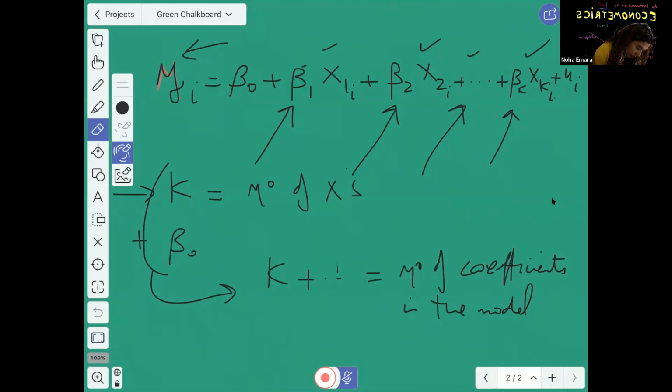I'm just going to write this nicely. So the total number of parameters is k plus 1. So k is the number of x's I have, but I still have another coefficient, which is beta naught. So we count it as 1. So k plus 1 coefficients in the model.